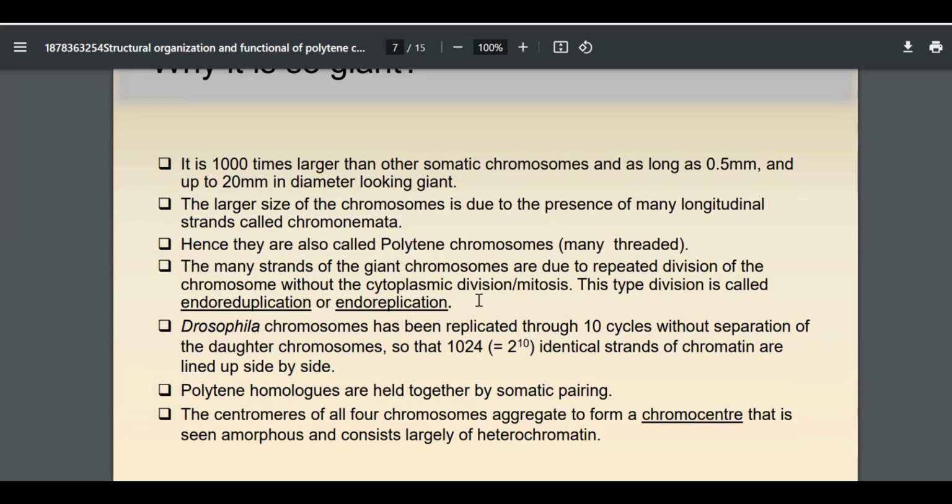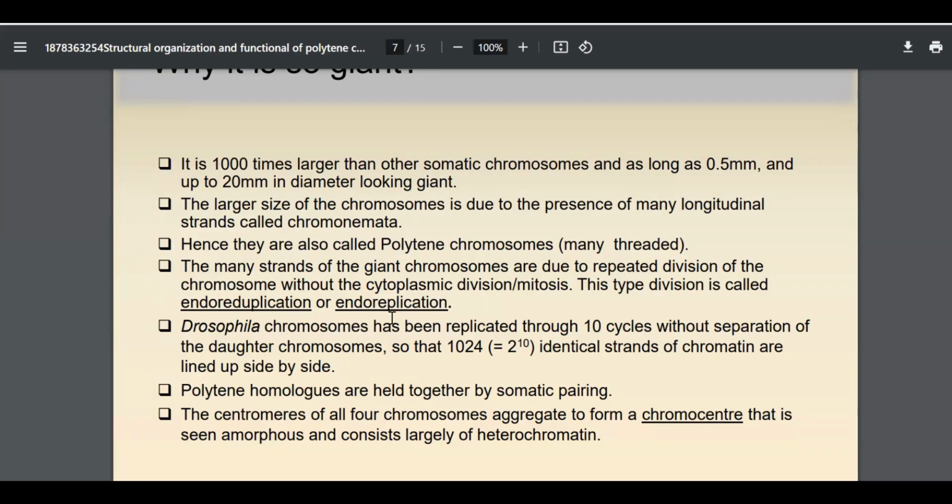So many strands of the giant chromosome are due to the repeated divisions of the chromosome without cytoplasmic division getting completed. That is, separation of the replicated chromosomes by attachment to spindle fibers and separation by spindle fibers, the mitotic division ending up as telophase, and two separate cells are formed normally. But when it fails to happen, incomplete cytoplasmic division will lead to formation of these structures, and that is nothing but resulting due to endoreplication or endoreduplication, the term is.